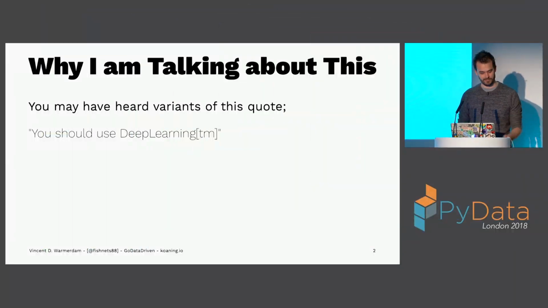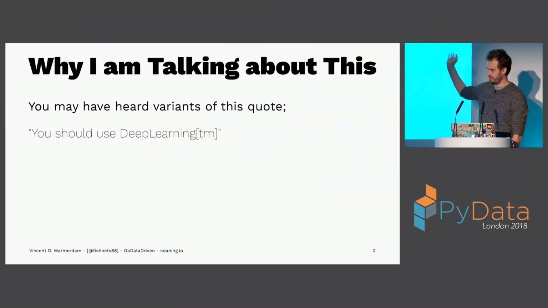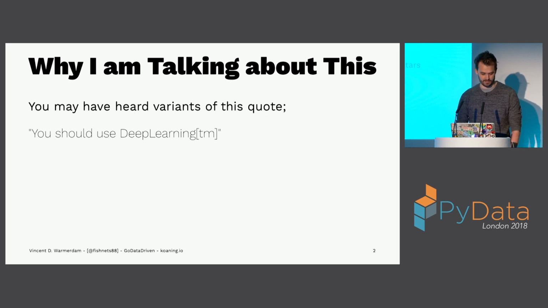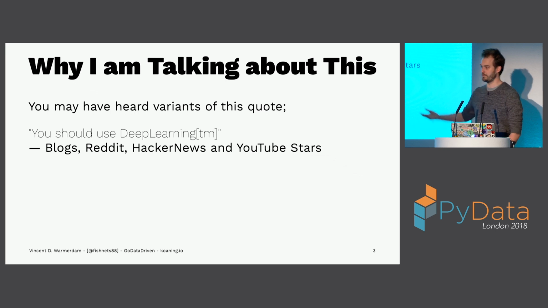And there's a reason why I'm a little bit passionate about this, because if you are living on the internet or in our little filter bubble, you may have heard variants of this quote, something along the lines of "you should be using deep learning." Typically, the people who tell you this are blogs, Reddit, Hacker News, and some YouTube stars. The latter is kind of weird because people are rapping about variational autoencoders and stuff.